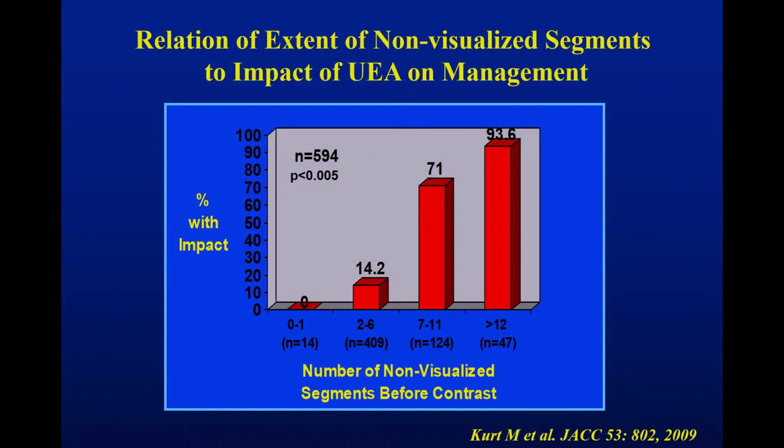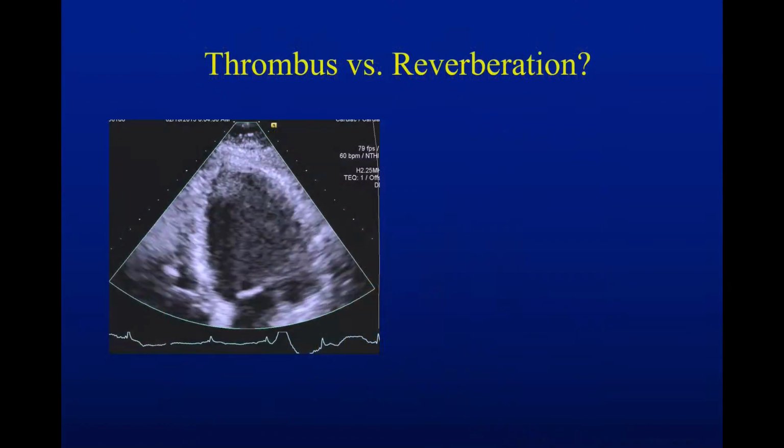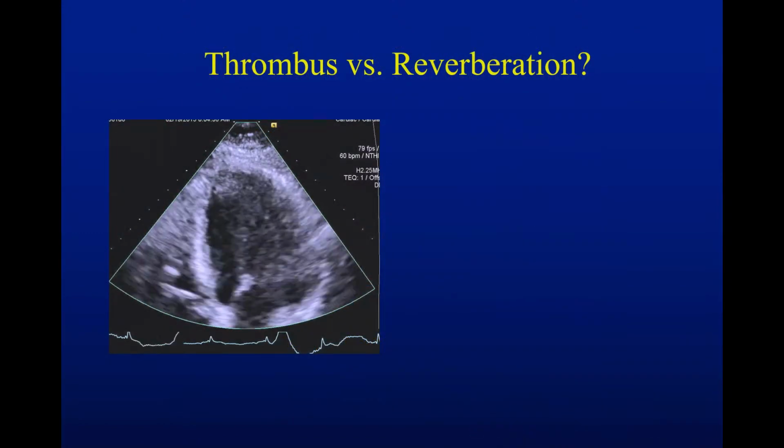Now we asked another question in that same population, and it made sense. We asked Dr. Kurt to do this analysis. If we had 2 to 6 segments not well seen, or a higher number of segments that were not seen, the impact on change in approach or management or diagnostic studies that you needed to do is intuitively higher the less we see of this ventricle with non-contrast, non-enhanced images.